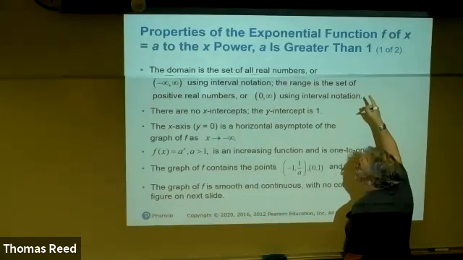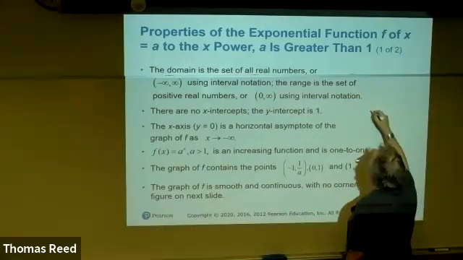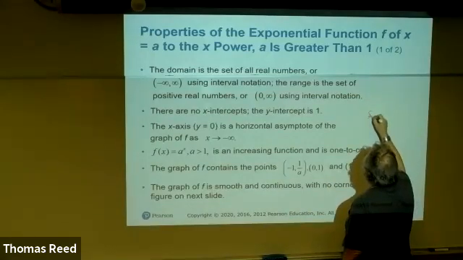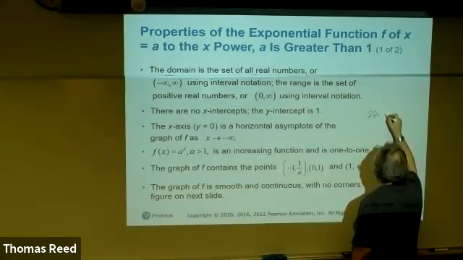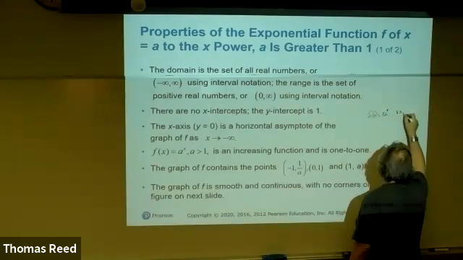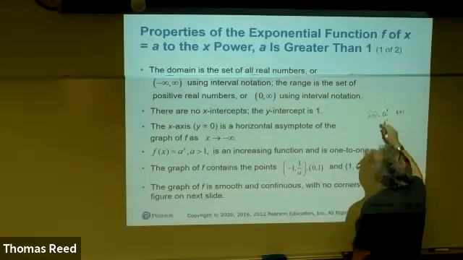Now, the title of this is talking about the exponential function f of x equals a to the x, where a is greater than 1.